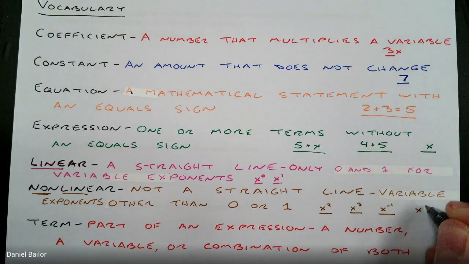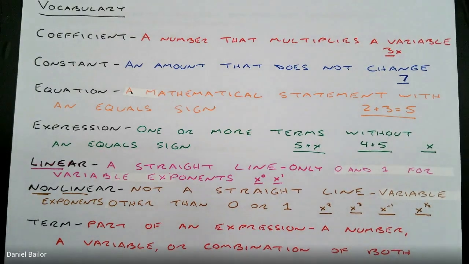If there's x to a fraction, that's nonlinear. X to the 1/2 is nonlinear. Any exponent that is not 0 or 1 makes a nonlinear equation. And nonlinear means it does not make a straight line.